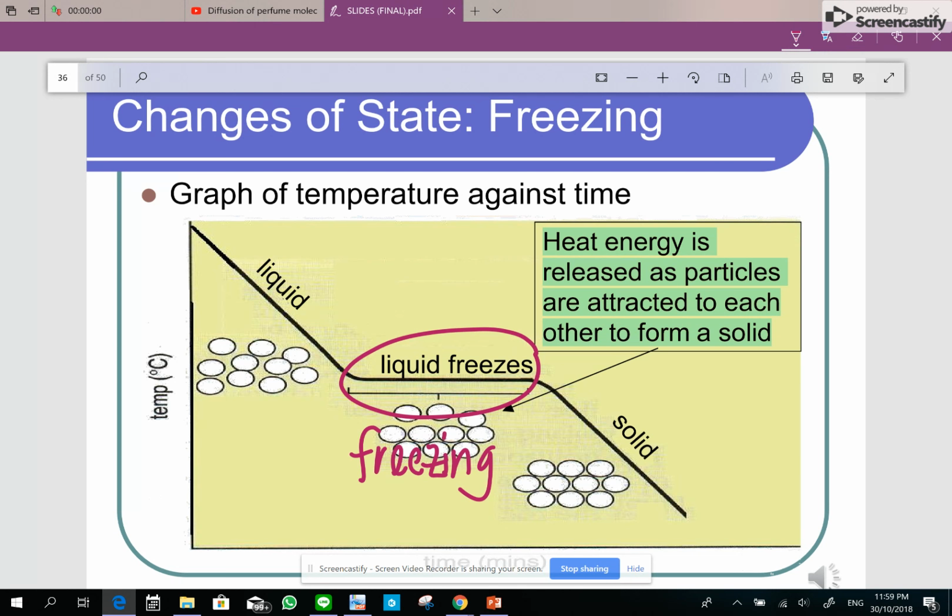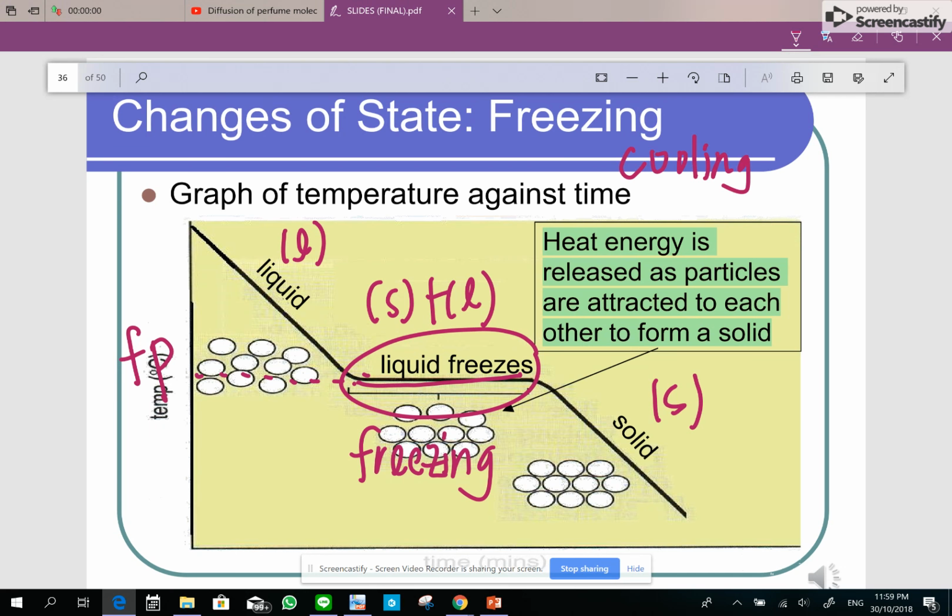Then you will also see the states. This is liquid, this is solid plus liquid, and this is solid. Usually at the horizontal line, you will see a mixture of states. And this particular point, we know it as the freezing point. So this is how the cooling graph looks like. The name for this is a cooling curve, the direct opposite of a heating curve.